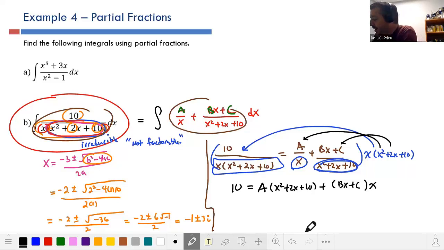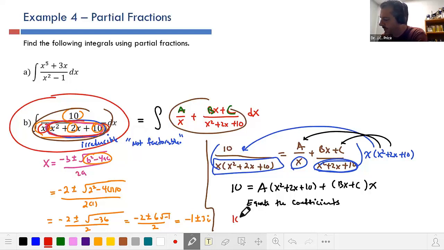And so now I want to figure out what A, B, and C actually are. And so here you have a couple of ways to do this. You can plug in numbers and find A, B, and C, or we can equate those coefficients, which is what I normally would do in this situation. So how do you equate the coefficients? Well, it's actually not that hard.